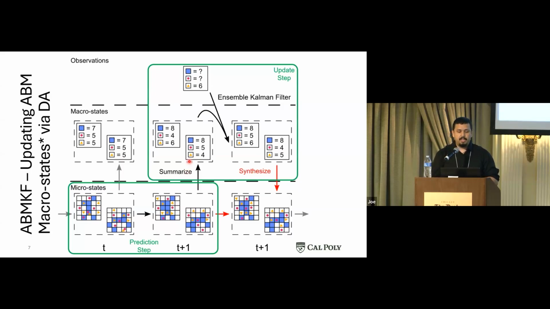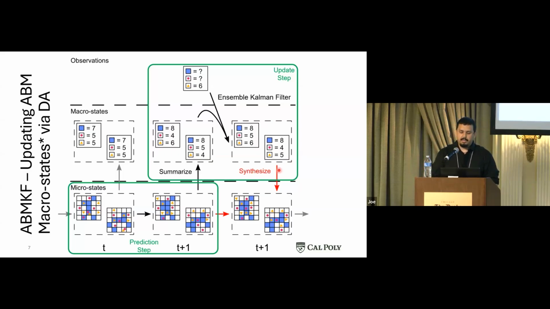At this point, you summarize and go up to your macro level. Here in this toy example, we've just got agent counts, though you might capture other aspects. Then, if you have measurements, and you might not, that's where you run the ensemble Kalman filter. As a reminder, your measurements might be incomplete. Maybe we only have information on the yellow ones. We run the filter and get a new ensemble of macrostates that we say is a much better representation of what the true system might actually be doing.